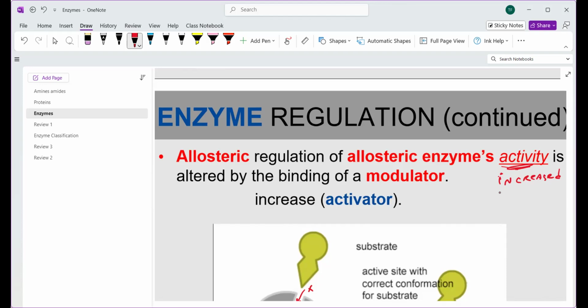So allosteric regulation is where a modulator comes and binds to the modulator site and either changes the active site so the substrate fits in, which increases the activity, or modifies it so the substrate doesn't fit in, which inhibits the reaction. Okay.